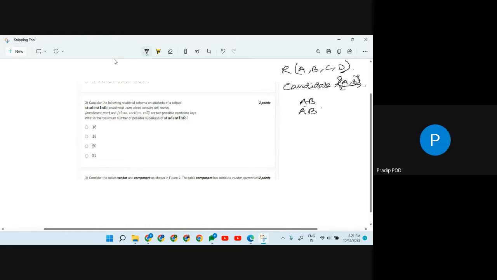And A, B, C, D also. Right, these are the only possible ones. These are super keys. And from these, only A, B is the candidate key. What is the significance of AB? So this is given to you. You can see the parenthesis is given, so both attributes together are one candidate key. So these are not different.